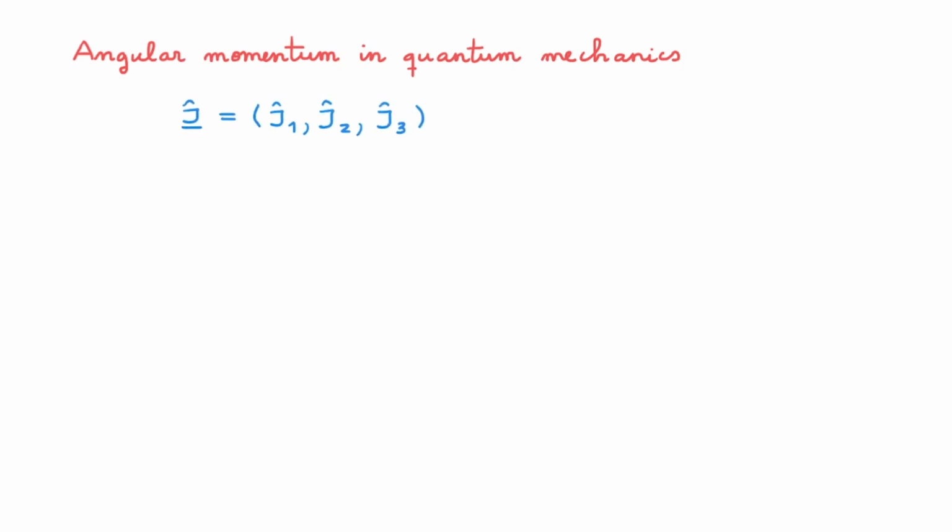Let's start with a quick refresher of angular momentum in quantum mechanics. We consider a vector operator J that is made of three operators J1, J2, and J3. The operator J is an angular momentum operator if the three components obey these commutation relations. You will remember from the video on angular momentum that epsilon ijk is the Levi-Civita symbol, and that we're using Einstein notation so that an expression like this implies a sum over repeated indices, in this case over the k indices.